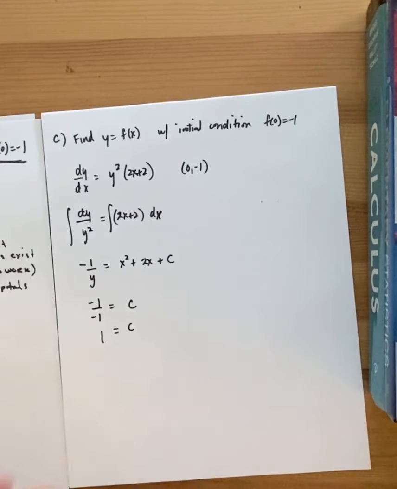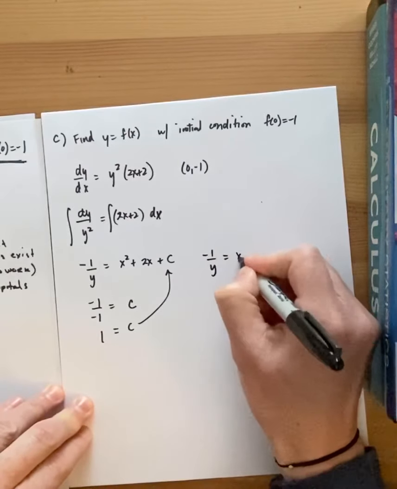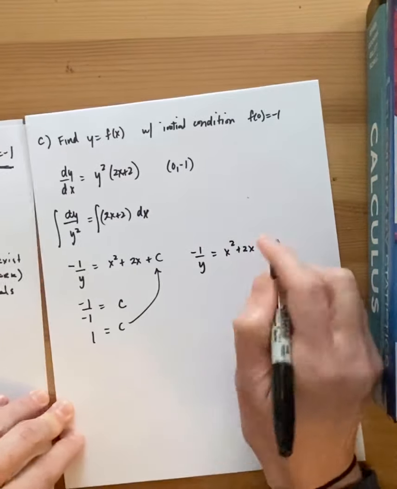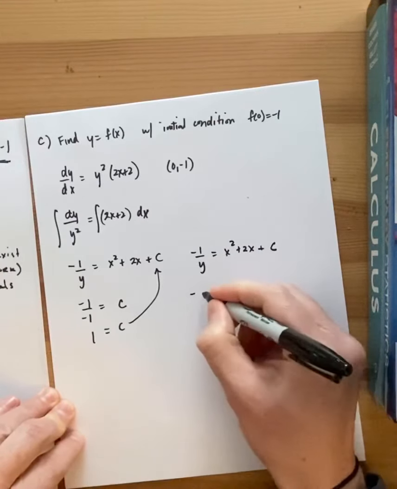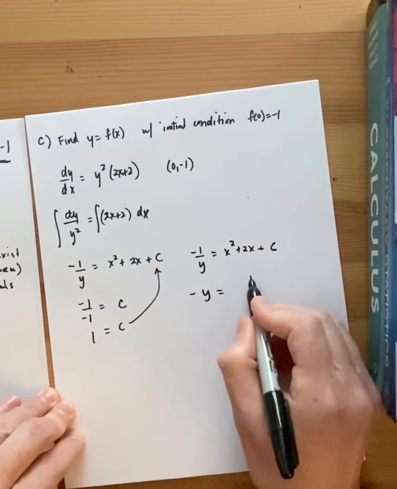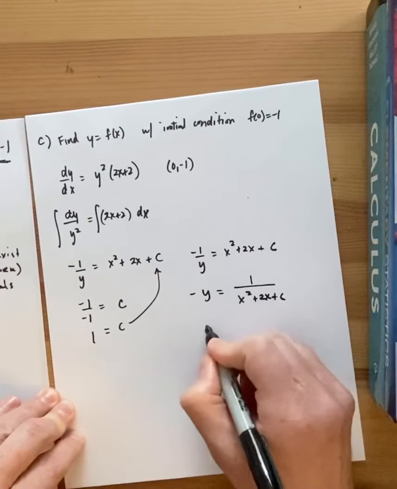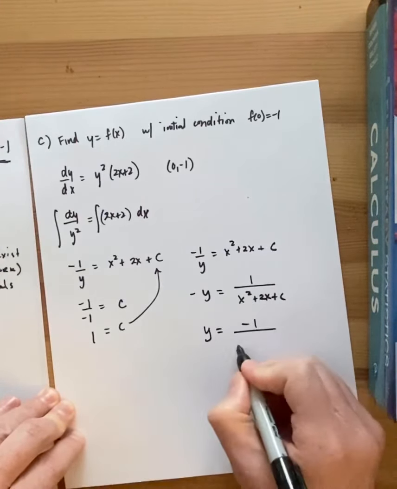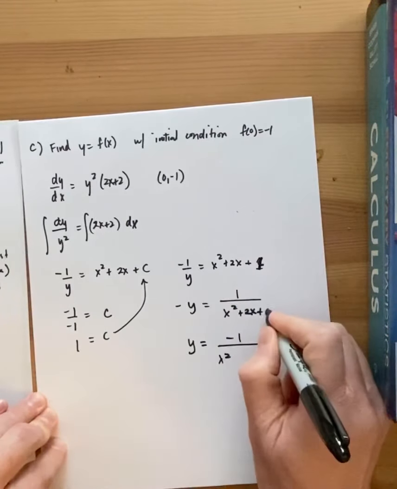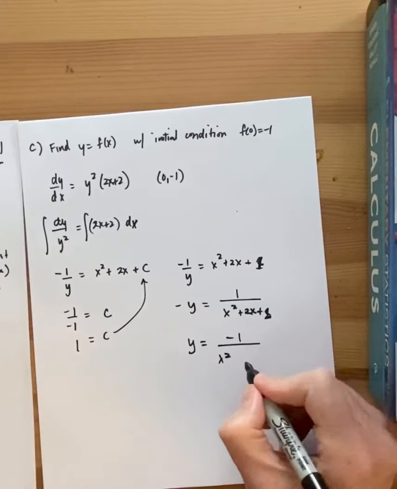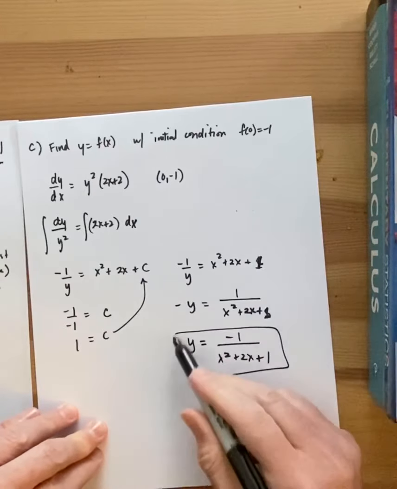All right, now plug that back in right here. So we'll have -1 over y equals x squared plus 2x plus c. If we flip the whole thing, you'll get -y equals 1 over x squared plus 2x plus c, and then y is going to be -1 over x squared plus 2x plus c. Whoops. Make sure you put that 1 back in for the c. And that would be your particular solution.